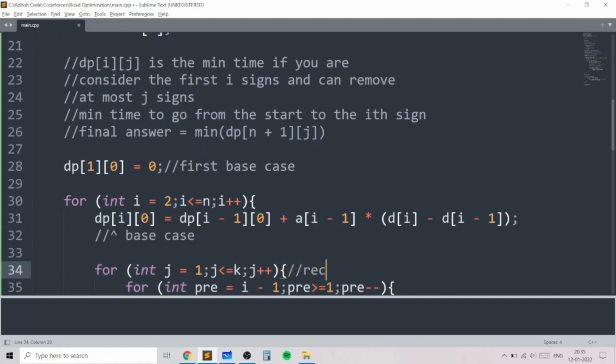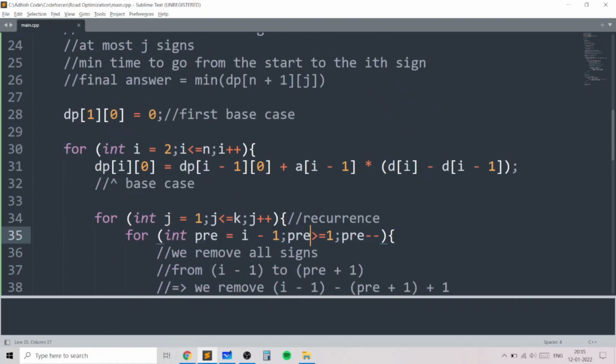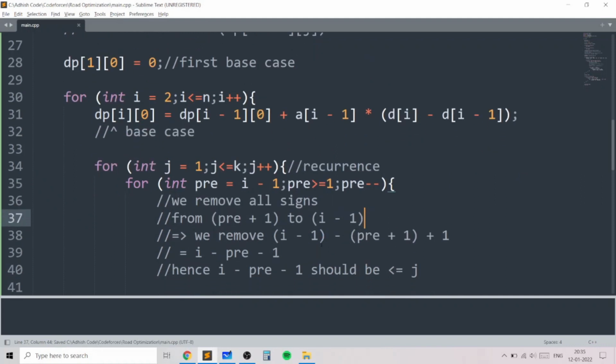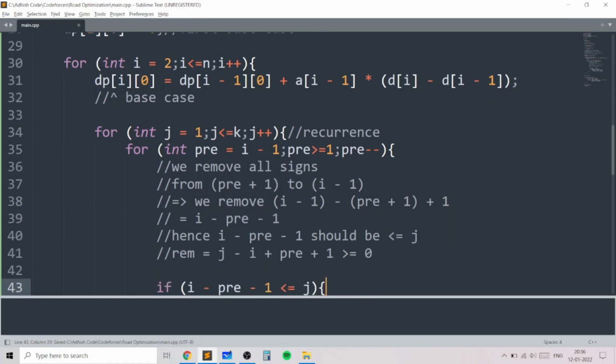Now for the recurrence, we iterate over all j going from 1 to k. So j represents the number of signs which we remove, and pre represents the number of the previous sign. So we remove all signs from pre plus 1 to i minus 1, because we go from pre to i, and this means that we remove these many signs. So this is the reduced expression, and this value should be less than or equal to j. So basically the rem is given by j minus i plus pre plus 1, and this should be greater than or equal to 0.